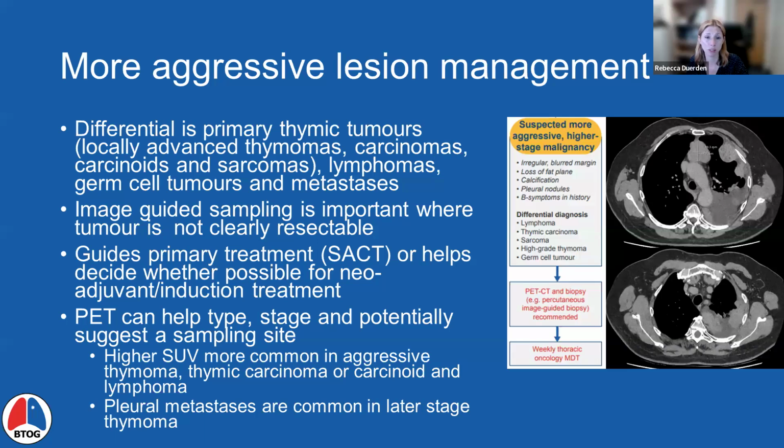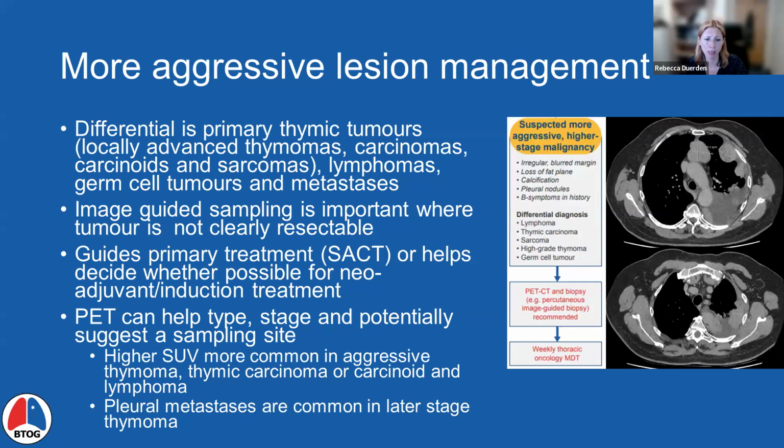And it can be difficult to tell whether something is a thymoma, carcinoma, carcinoid, or a sarcoma arising from the thymus if you don't have the metastatic disease demonstrated. So image-guided sampling in this cohort is really important, and ideally that should be trying not to cross more than one body cavity, but if that's the only option to get in, then that's what you have to do. It's going to support SACT and also help decide if there are neoadjuvant or induction treatments possible, depending on what it is. Obviously, for lymphoma, it would go straight on for appropriate haematological support.